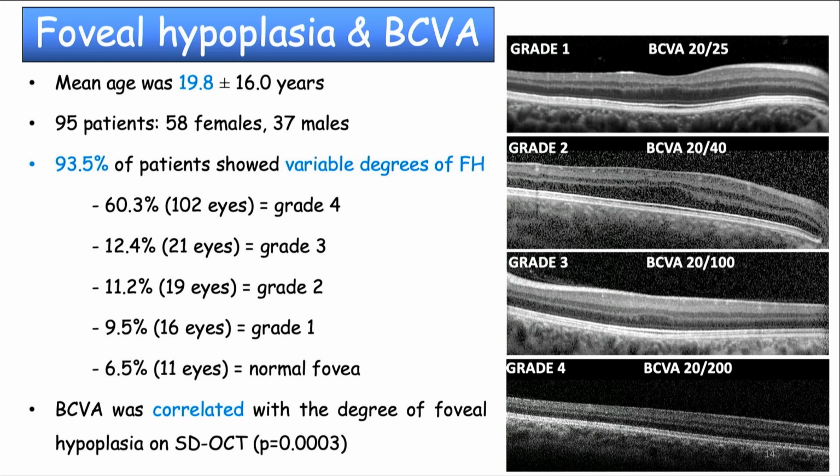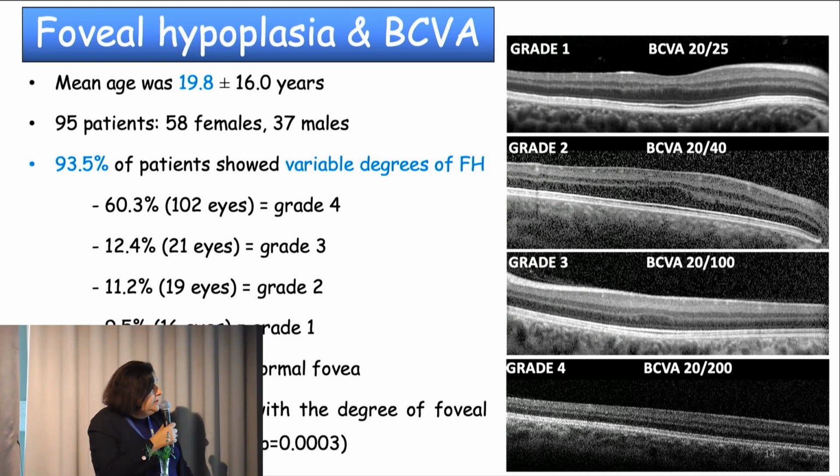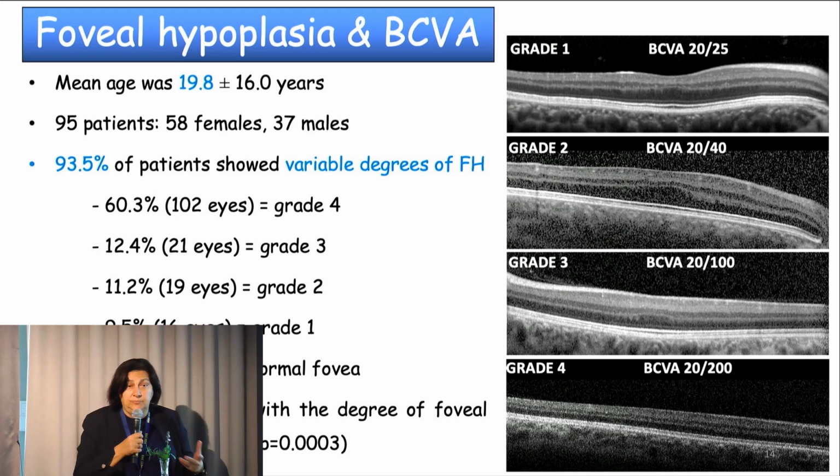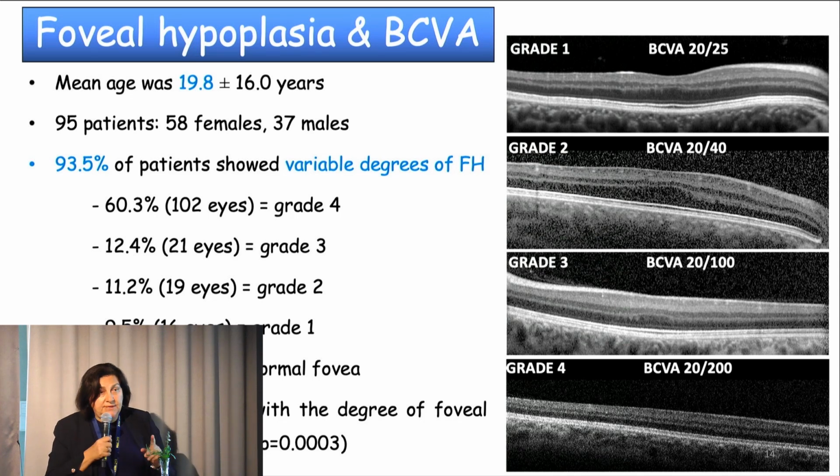So for hypoplasia, we have 95 patients. We published that with Alejandra Darish, and we found a very, very low rate of grade 2, grade 1, and normal fovea in PAX6 mutated patients. The second point is that the BCVA, the best corrected visual acuity, was correlated, of course, with the grading of the hypoplasia.